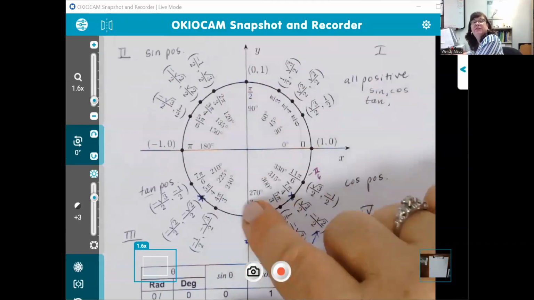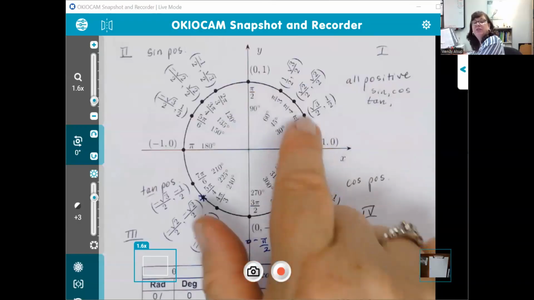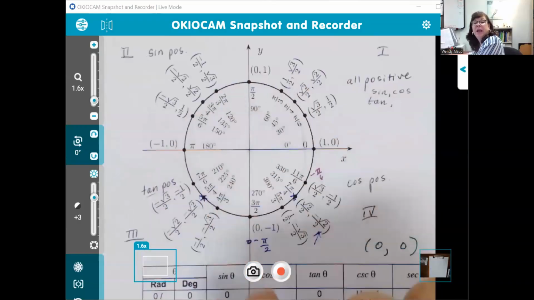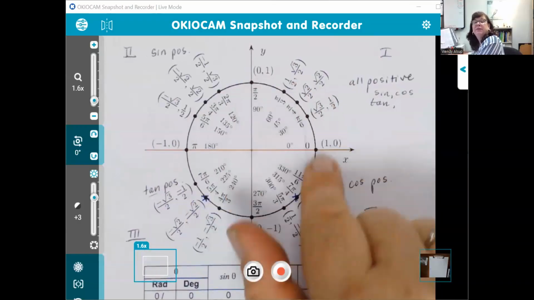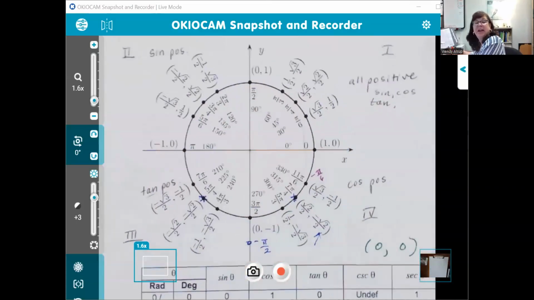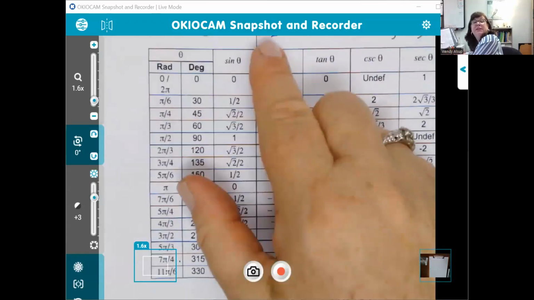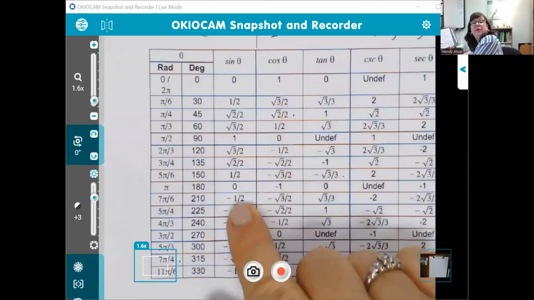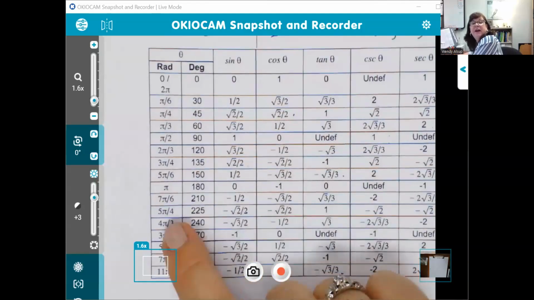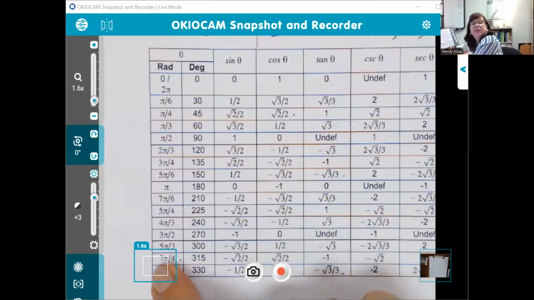So the inverse sine and the inverse tangent are in this region. Inverse cosine is in this region. But we're right now doing the inverse sine, we need to be in this region, and we had a sine of negative root 2 over 2. So I'm going to go down here, and I'm going to find my sine of negative root 2 over 2. I've got two of them, 5 pi over 4, and again at 7 pi over 4.